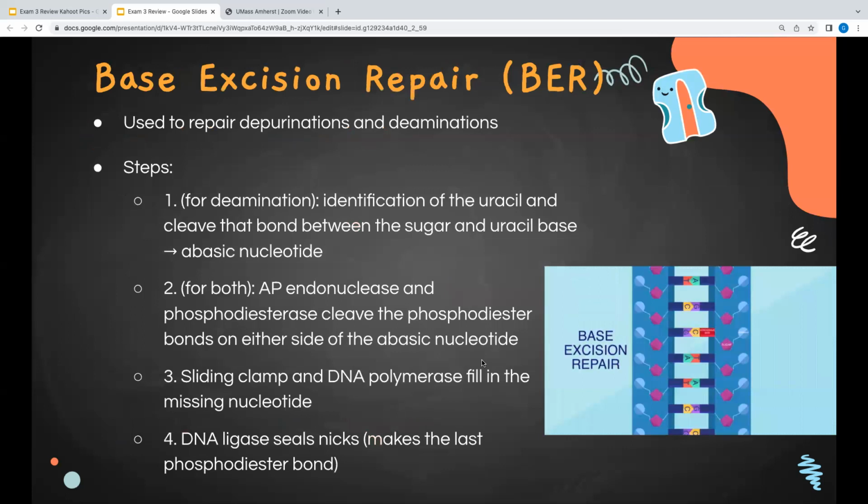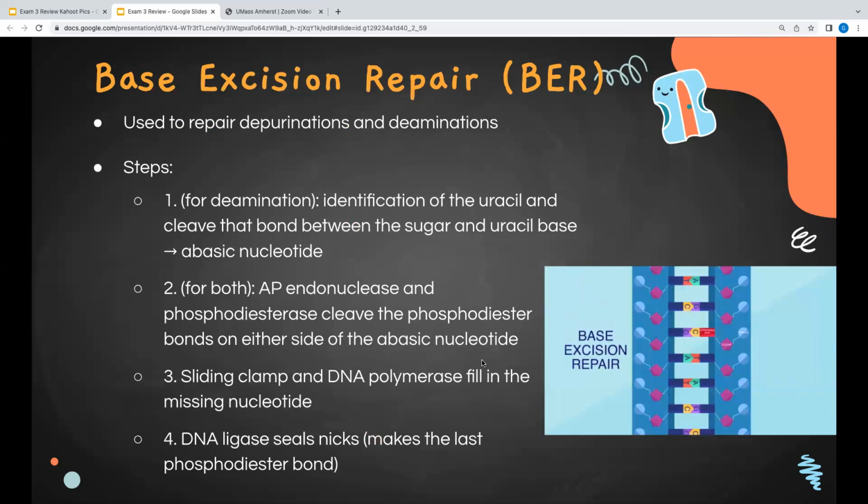All right, how do we repair depurinations and deaminations? It's going to be something called base excision repair, or BER. A deamination and a depurination are fixed in a very similar method. But to start, let's start with a deamination. Your cytosine is converted into your uracil. The cell detects that the uracil is in the DNA. It's like, we need to get rid of this. How do we do that?